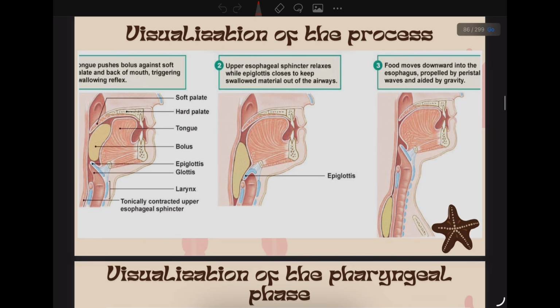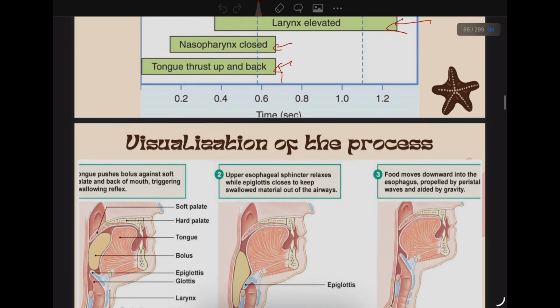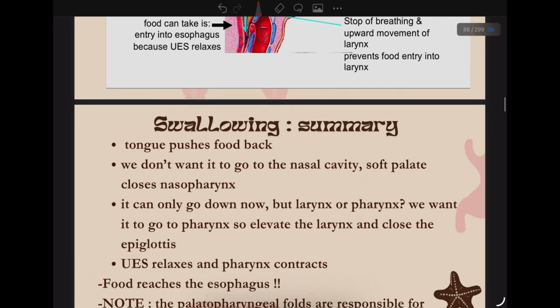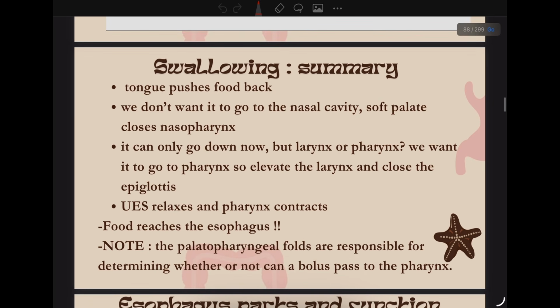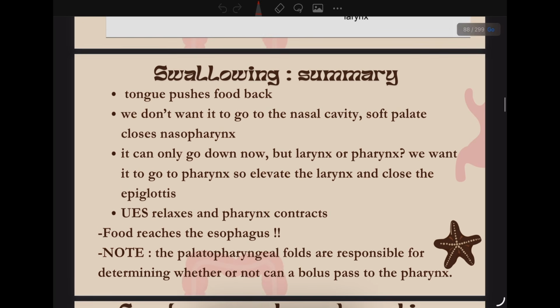You do not need to memorize each step and the seconds, just have the idea. Again, this is just a summary. Tongue pushes food back. We don't want it to go to the nasal cavity. So soft palate closes the nasopharynx. It can only go down now. Pharynx or larynx? We want it to the pharynx. So we will elevate the larynx and close the epiglottis. There was a question about this in the 17th batch one. Our esophageal sphincter will relax, and the pharynx contracts to push the food down. Food reaches the esophagus. Very easy.